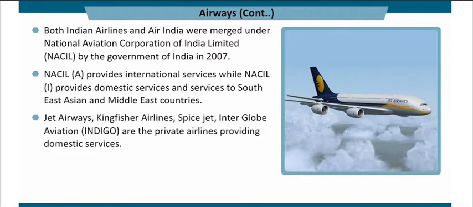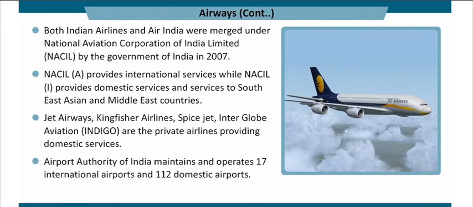Jet Airways, Kingfisher Airlines, SpiceJet, Interglobe Aviation, Indigo, and others are the private airlines providing domestic services. Airports Authority of India (AAI) was established in 1995 and it has instituted international standards of safety at Indian airports. Airports Authority of India maintains and operates 17 international airports and 112 domestic airports.